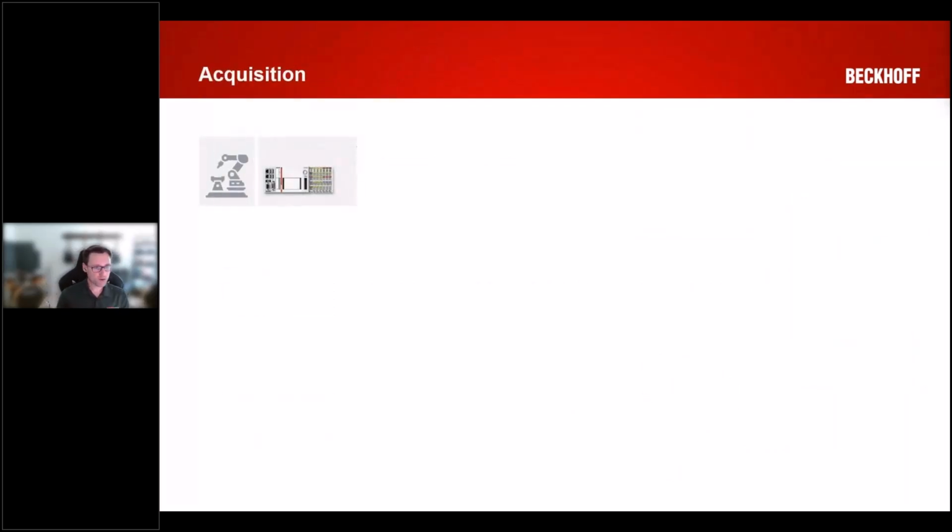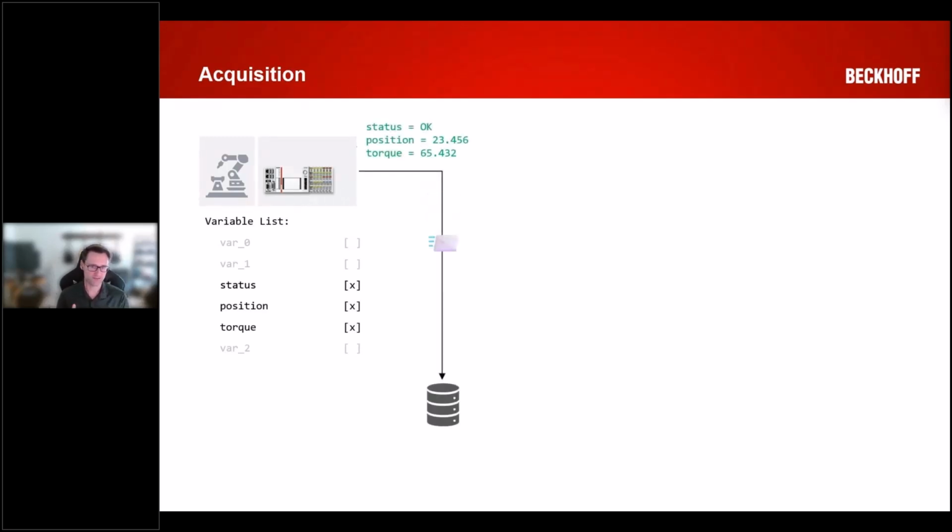So step number 1, acquisition, probably the most important part. And foundationally, we need an acquisition solution that's easy to set up, fast, and reliable. So picture just being able to browse a list of variables or IO points in your PLC program and simply tick a box to enable the logging of their values. From there, the controller can push that data out at some fixed rate.